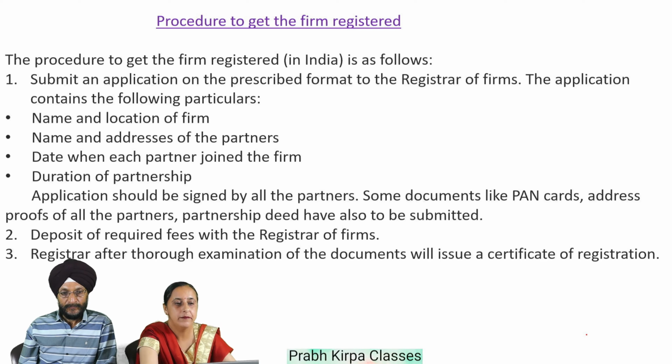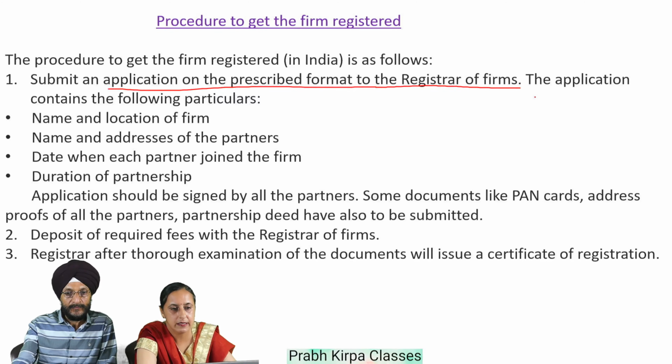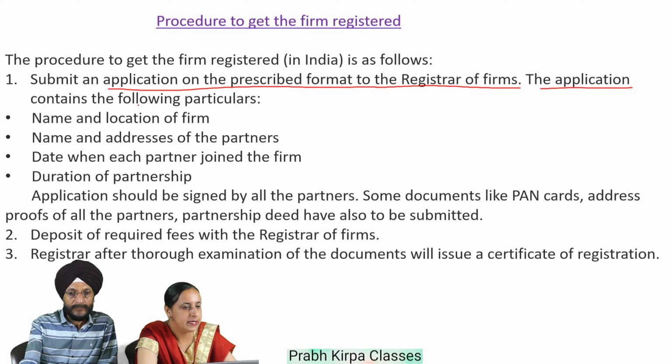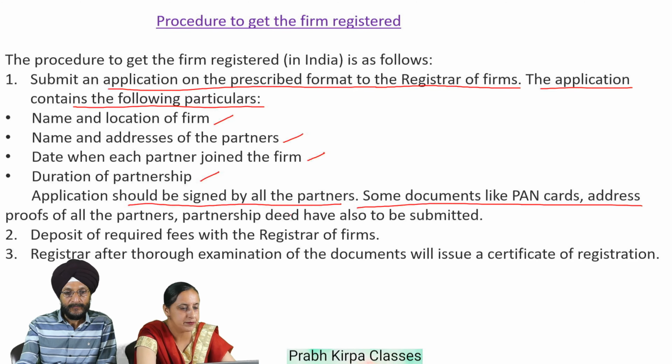Procedure to get the firm registered. The procedure to get the firm registered is as follows. Number one, submit an application on the prescribed format to the registrar of firms. The application contains the following particulars: name and location of firm, name and addresses of the partners, date when each partner joined the firm, duration of partnership. Application should be signed by all the partners. Some documents like PAN cards, address proofs of all the partners, and partnership deed have also to be submitted.